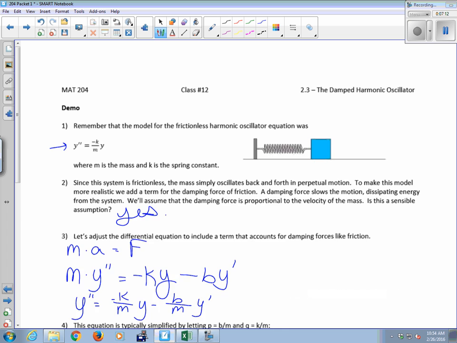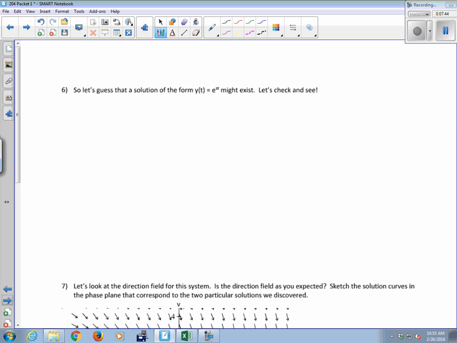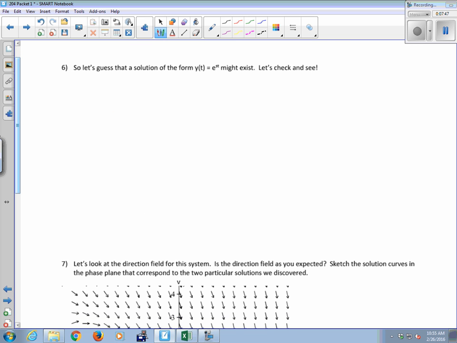Sinusoidal is also a good guess, but it was a better guess on Monday, when there was no y prime term. You needed the second derivative and itself to be like terms, and that works with sine, because its first derivative is cosine, but there is no first derivative term, and its second derivative comes back to sine. So sinusoidal worked well when there was no damping term, but now that we have this damping term, sinusoidals aren't going to work as well, so we have to use this exponential. Let's guess that there is a solution of the form e to the st, and check whether it exists.